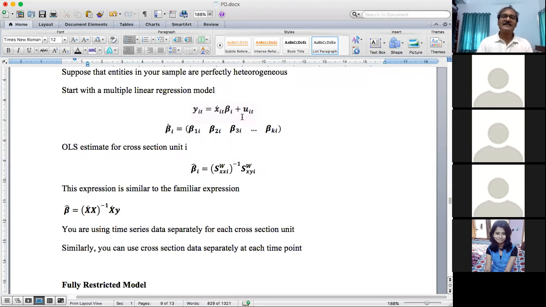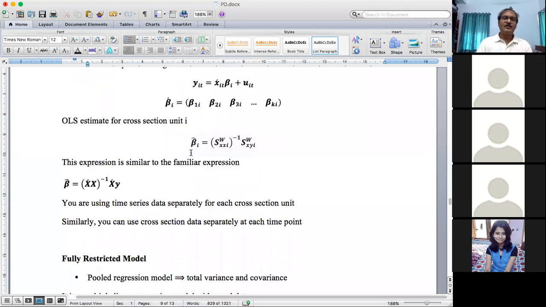So this model is nothing but our conventional time series model, one time series regression model for each cross-section unit. If we use the model in this way, we can get a different value of beta hat for different cross-section units. So how do we get beta hat? The value of beta hat will be Sxx inverse Sxy. This is similar to the familiar expression for beta hat.